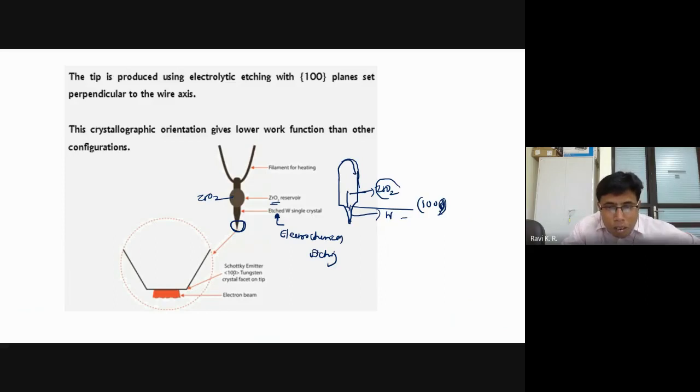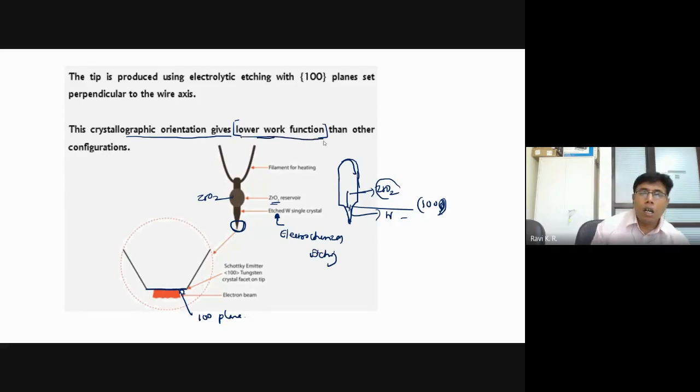Yeah. So if you look at this Cartier meter, this is your 100 plane. The reason why we are using this is that particular crystallographic orientation gives you a lower work function than the other configuration. Because we would like to work at the lowest possible work function. So this particular crystallographic plane gives us the lowest work function.